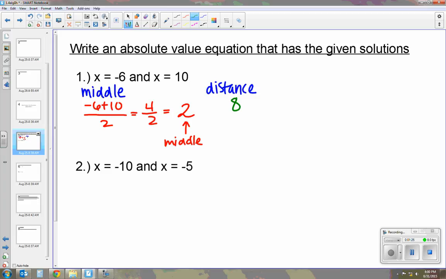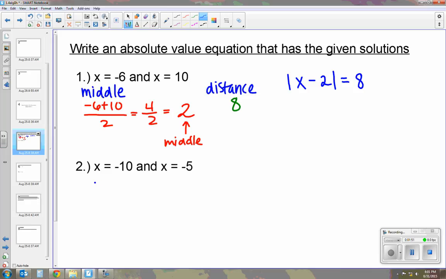So how we're going to solve this is we're going to go absolute value of x minus 2 equals 8. So the distance goes on the outside, the middle goes on the inside. Of course, since the middle is a positive 2, we change it to a -2. We flip the signs. Okay, so let's do the next one.